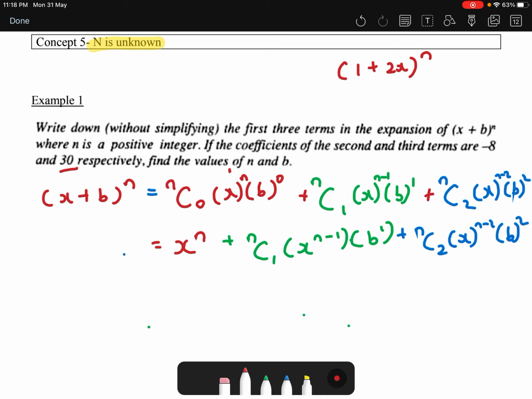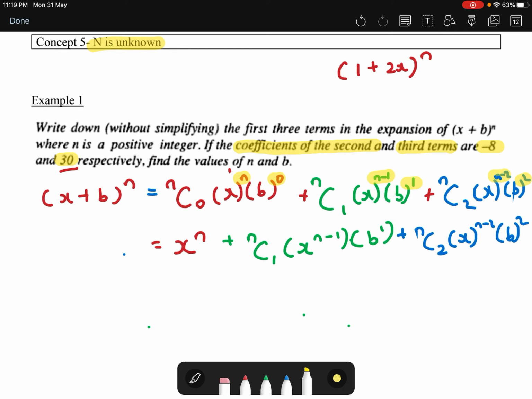So let's take a look at this example 1, where we have to write down the first 3 terms in the expansion. This one is simple. Just write n choose 0, n choose 1, n choose 2, and you put the respective power to the respective x and b. Just take note of this. Now we move on to the second part of the example. We are interested in the coefficient now: if the coefficients of the second and third terms are negative 8 and 30 respectively, we need to find the value of n and b.